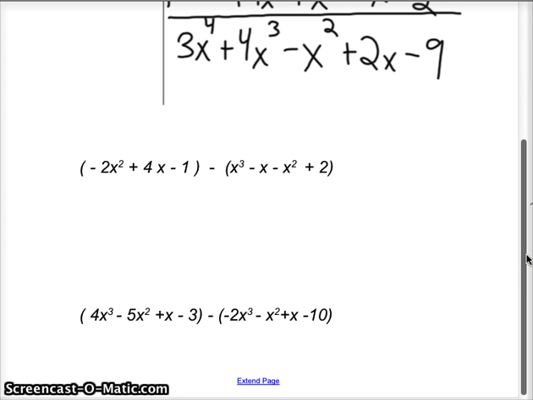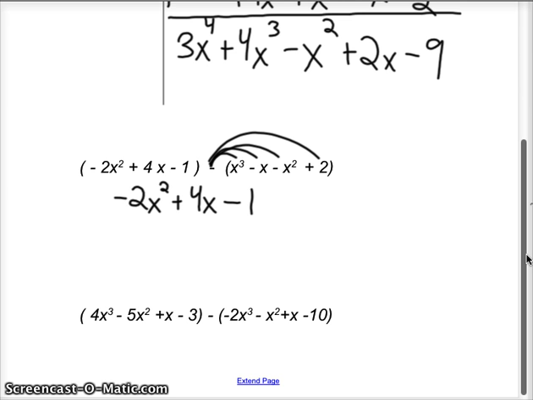So for this next one, again, I'm going to write out this whole problem. I'm going to rewrite it. So negative 2x squared plus 4x minus 1. Again, the first parenthesis stays the same. It's just fine. The one that's negative, I'm going to distribute that negative throughout. It's going to flip the sign of everything you see. So that becomes a negative x cubed, a positive x squared, and a negative 2.